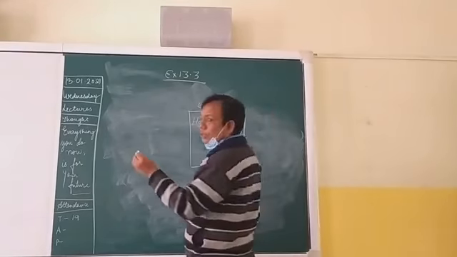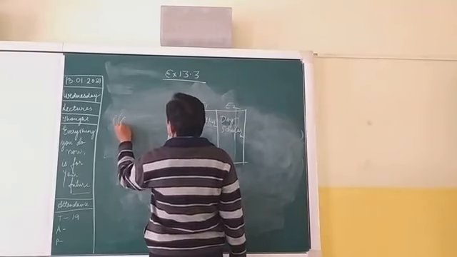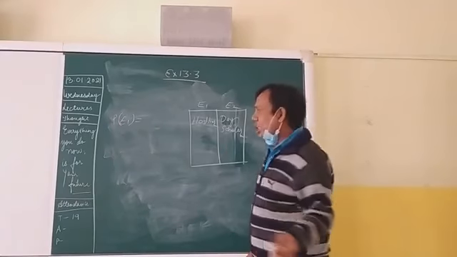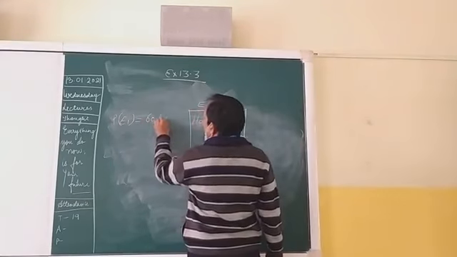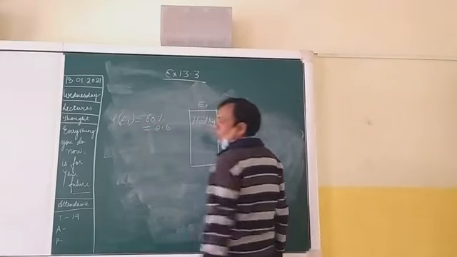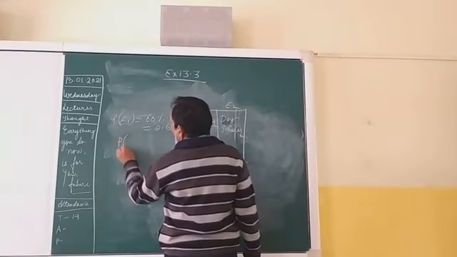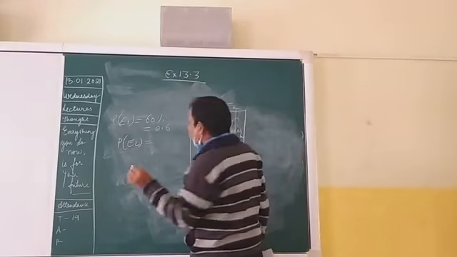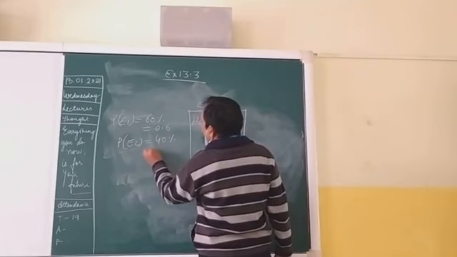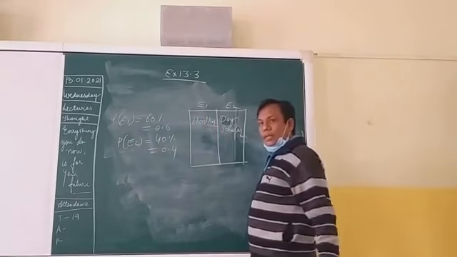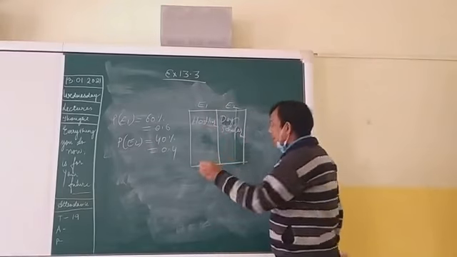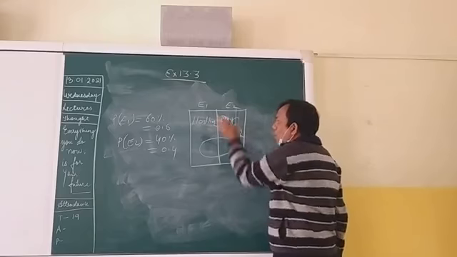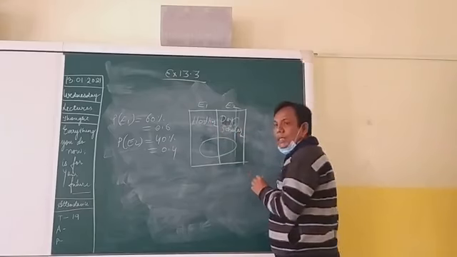So according to the question, the probability of E1, that is the probability of hostelier, is what? 60%, which means 0.6. And the probability of E2, that is the day scholars, is 40%, which means 0.4. Now, one student is selected. Either that student can be from hosteliers or the student can be from the day scholars, right?